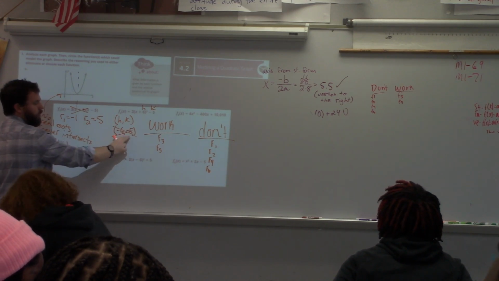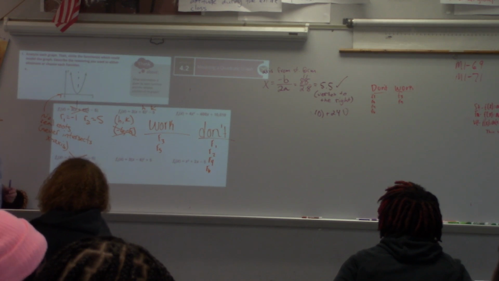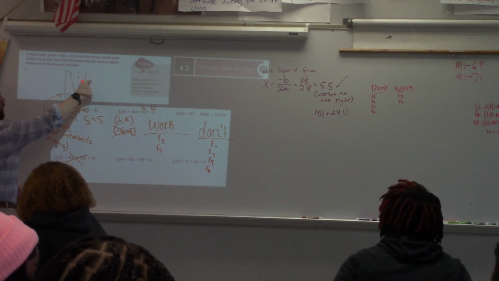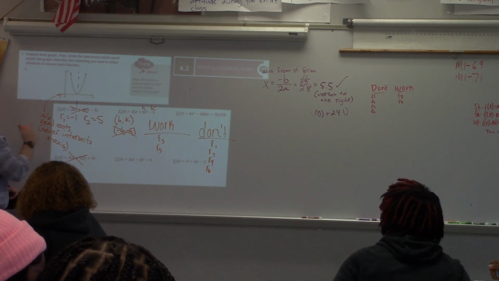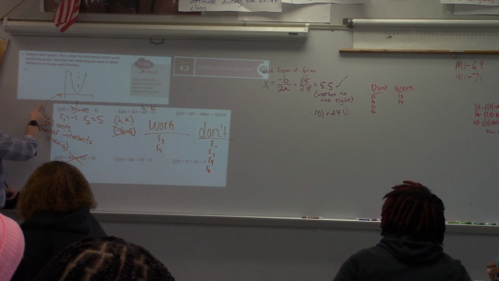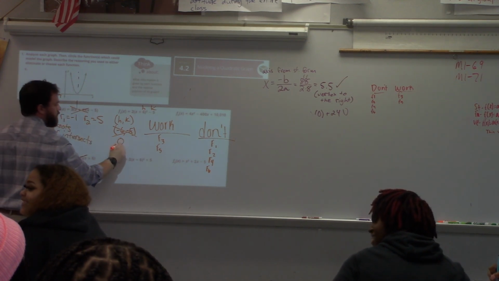That would be, by the way, what quadrant would this be in? Remember, 1, 2, 3, 4. Quadrant 4? No, quadrant 3. Going to the left and down, it's quadrant 3. The vertex is in quadrant 1.